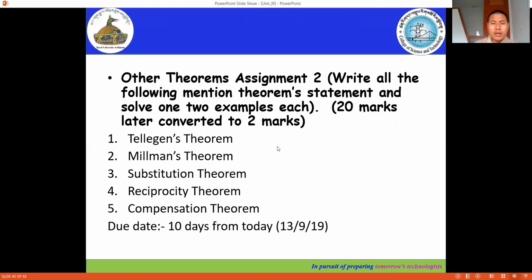And with this, there is an assignment. This is assignment 2. Write the statements of all the following theorems and solve one example each. It's 20 marks, and later I'm going to convert it to 2 marks. We have Tellegen's theorem, Millman's theorem, substitution theorem, reciprocity theorem, compensation theorem. Each theorem carries 4 marks, 4 times 5 is 20, and later I'm going to convert it into 2 marks. Forget about the submission deadlines. So that's it about unit 3.